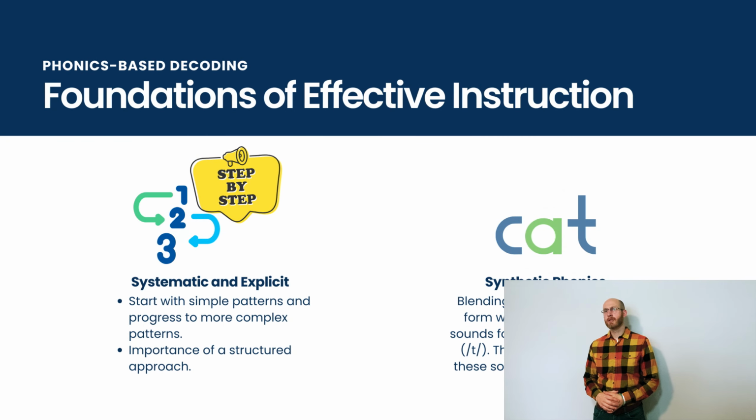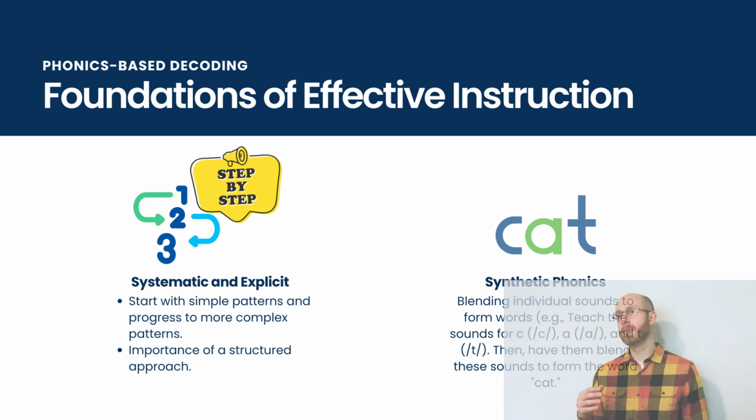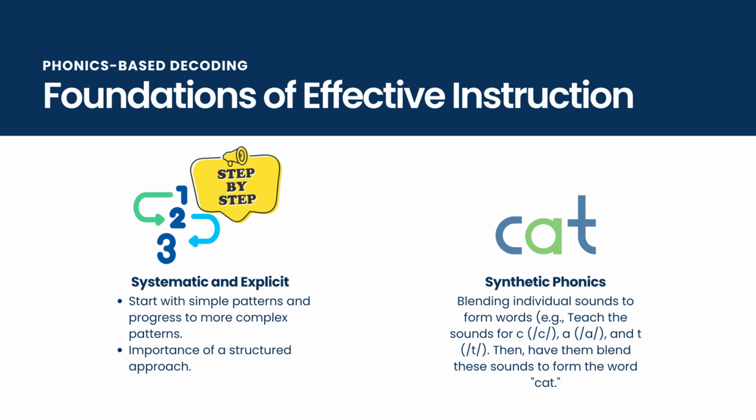Effective phonics instruction is both systematic and explicit. This means we need to have a clear plan that moves from simpler skills to more advanced ones, and we need to communicate each step explicitly to our students. For example, instead of just presenting letter-sound relationships randomly, we follow a logical order, ensuring students master simpler concepts before moving on to more complex ones. This structure helps students feel successful as they move through each step.